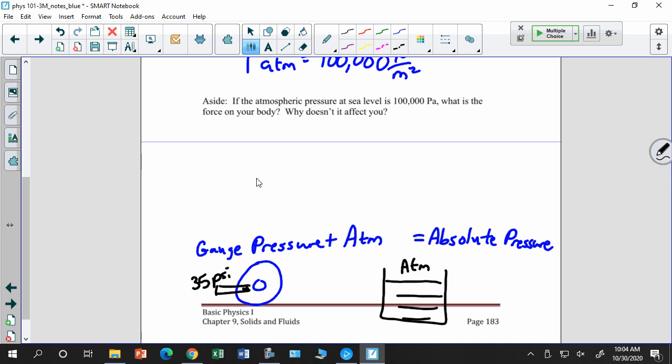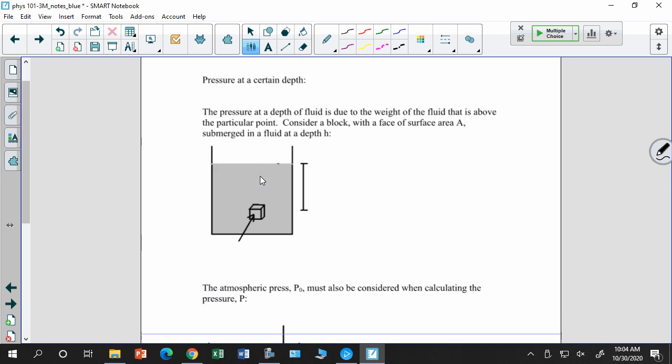Now, we can calculate the pressure at a certain depth. In short, the pressure at a certain depth is going to be equal to rho times g times h. Let me show you the derivation for this, because it's not that complicated.